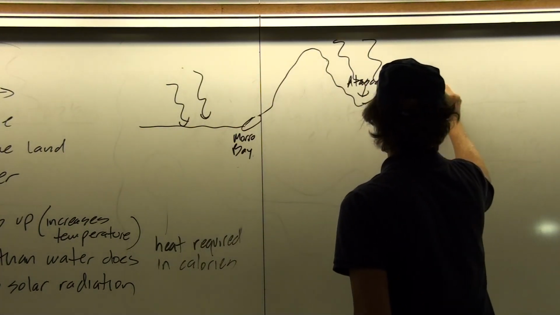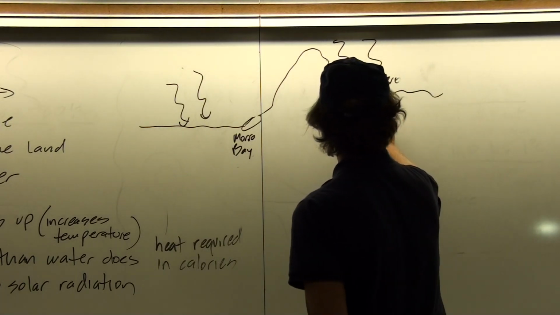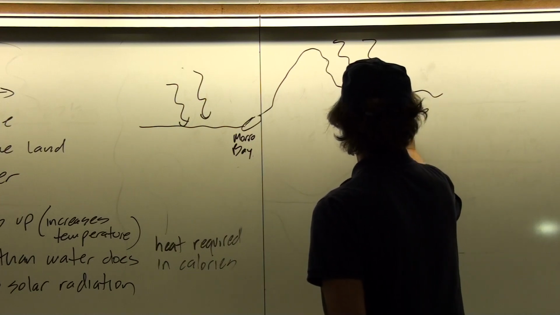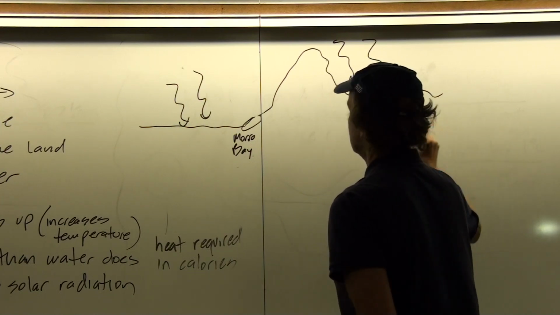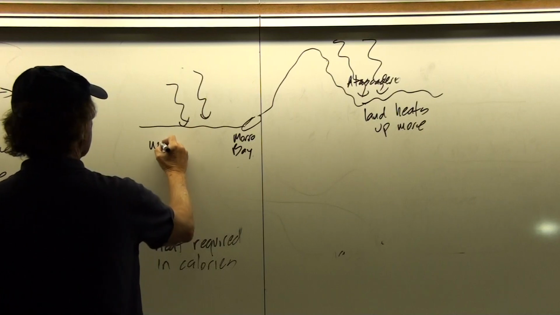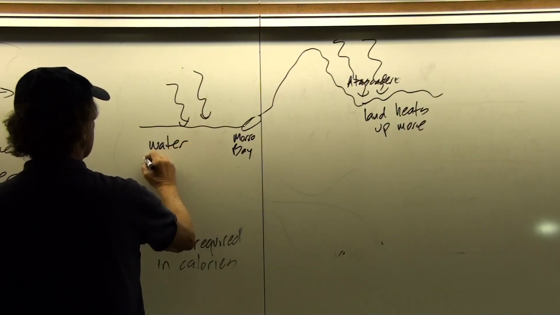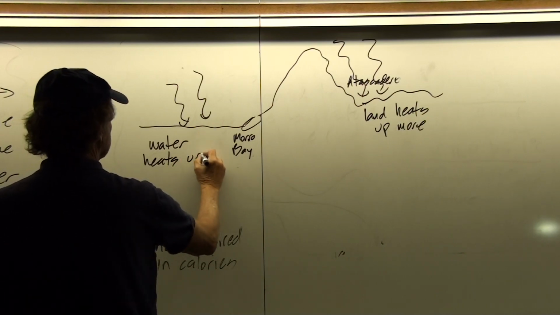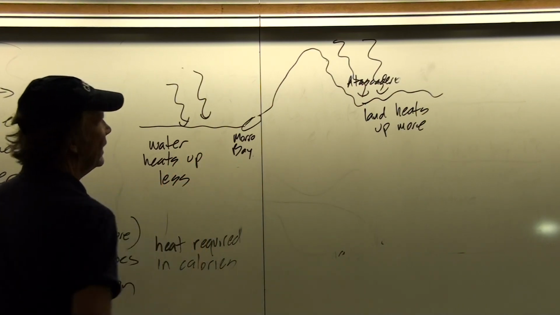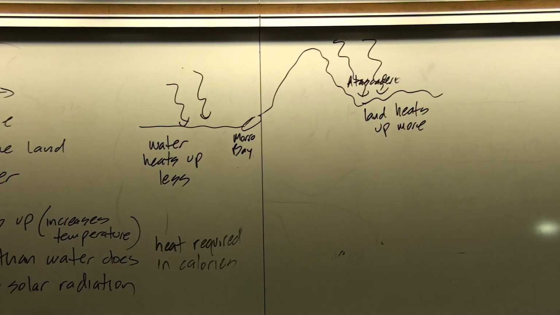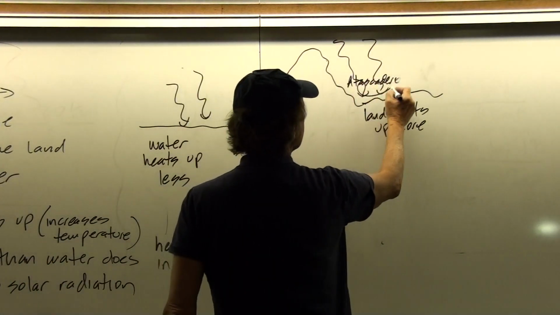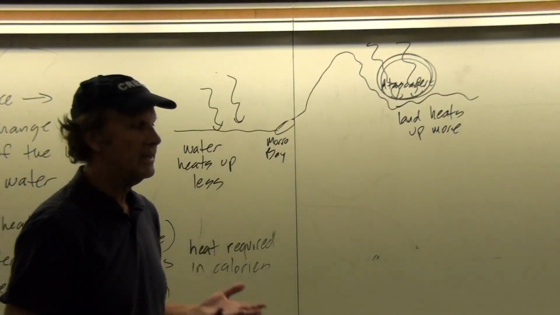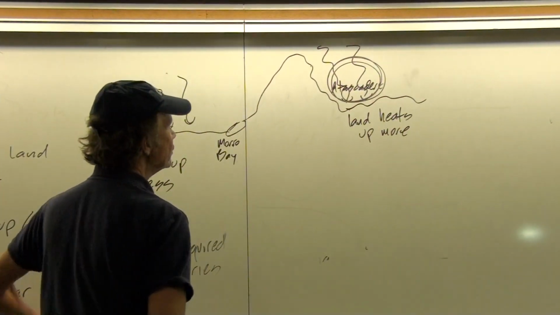And so this means that particularly during the summer months, the land heats up more, and the water heats up less, even though it's absorbing the same amount of heat. So what this tends to do during the summer is create a high pressure region, because higher temperature tends to produce higher pressure.